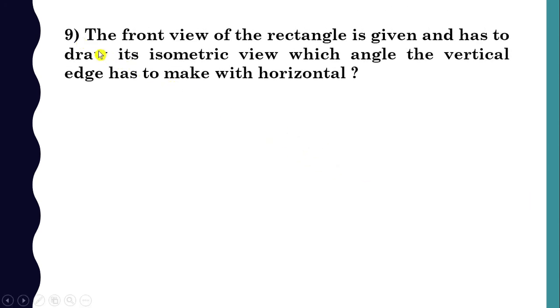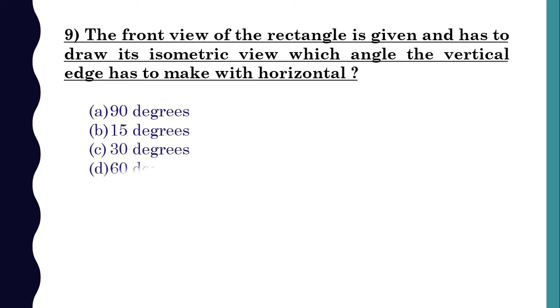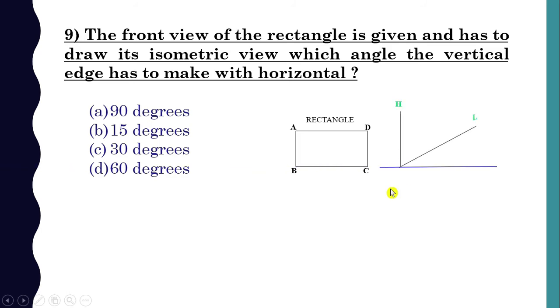MCQ number 9. The front view of a rectangle is given and we have to draw its isometric view. At which angle does the vertical edge meet the horizontal? Options are A 90 degree, B 15 degree, C 30 degree, D 60 degree. So this is a rectangle given to us. Now we are drawing the isometric view of that, and then we have to find the angle between the vertical edge and the horizontal. So this is our isometric view of the rectangle, that is a parallelogram.